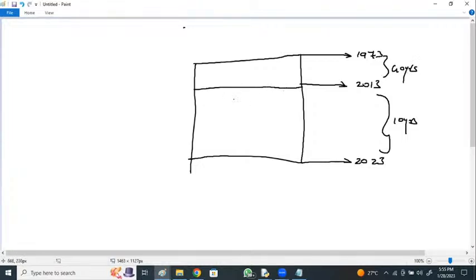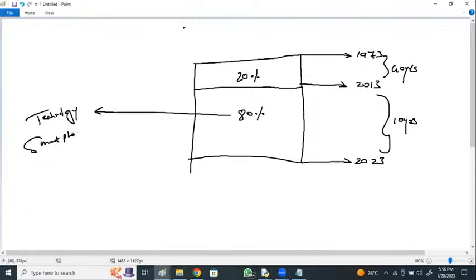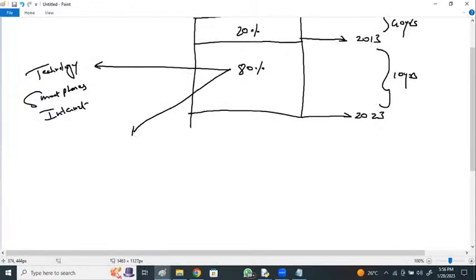only 20% of the data was generated in the previous 40 years, and nearly 80% of the data we see currently has been generated in the last 10 to 15 years. The reasons for huge data generation, especially in the last 10 to 15 years, are the usage of technology, smartphones, and the internet. And also, what are the main sources from where this data is getting generated? Mainly three sources of data.